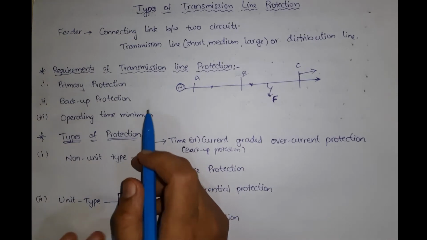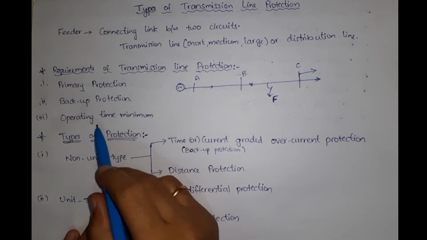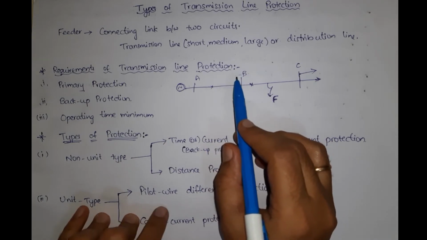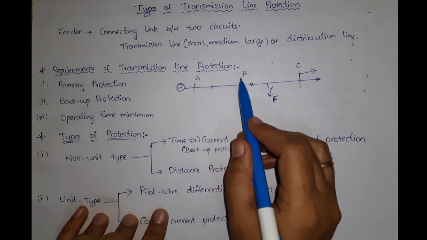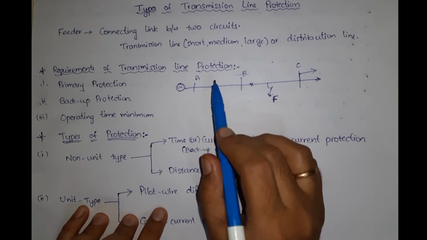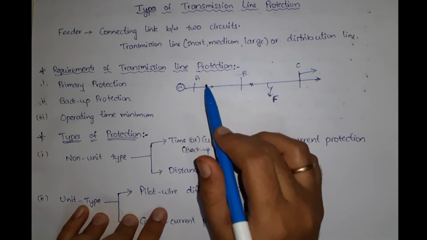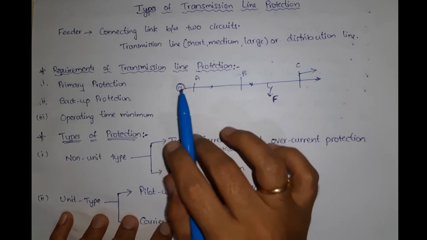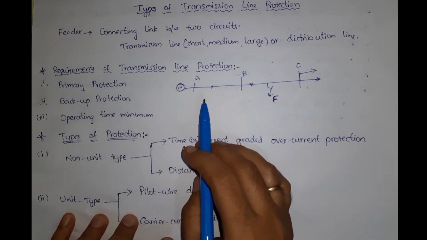Another main requirement of transmission line protection is that the protective system should operate in minimum time. The relay which is nearest should take minimum time to operate so that the power system stability is not affected. So these are the three main requirements of transmission line protection.